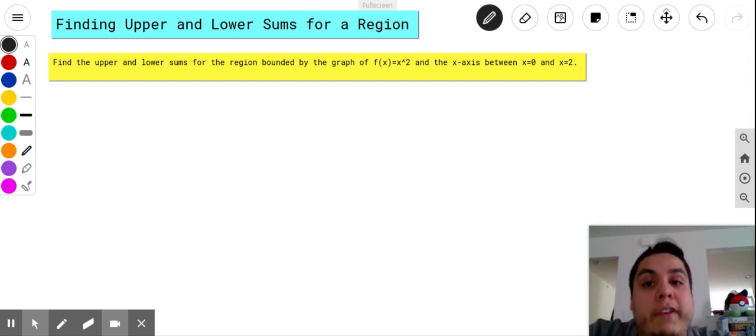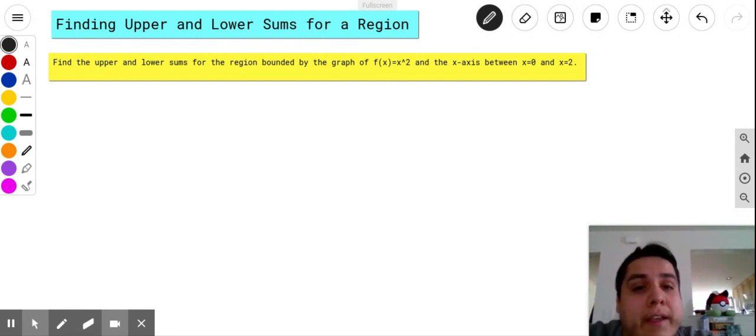So for today, we're going to talk about finding upper and lower sums for a region. If you remember back to the last video, I was talking about how you have overestimates or underestimates. That's kind of the same idea for the upper and lower sums. Like, what's the lowest amount we could possibly estimate it to? What's the highest amount we could anticipate? So between what two numbers should our answer be? To help us with that, we're going to find the upper and lower sums of the region bounded by the graph of f of x equals x squared and the x-axis between x equals 0 and x equals 2.